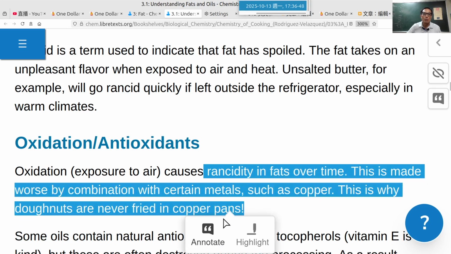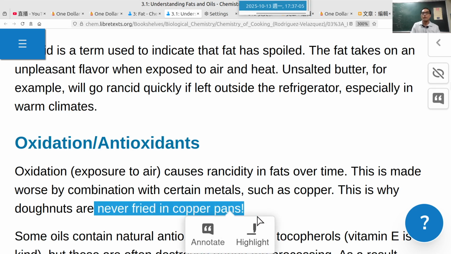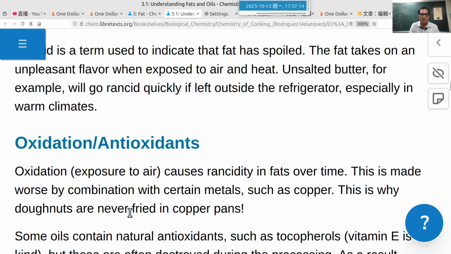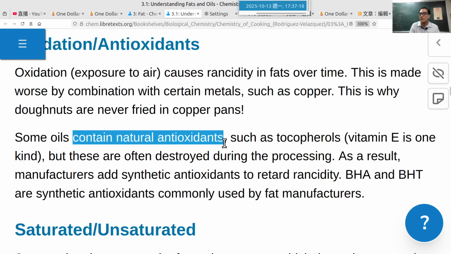This is made worse by combination with certain metal, especially copper, because the copper can catalyze the reaction. This is why donuts are never fried in copper pan. As I know, copper pan is very popular in Italy dishes, but it's not popular in Taiwan. Okay. Some oil contain natural antioxidants.